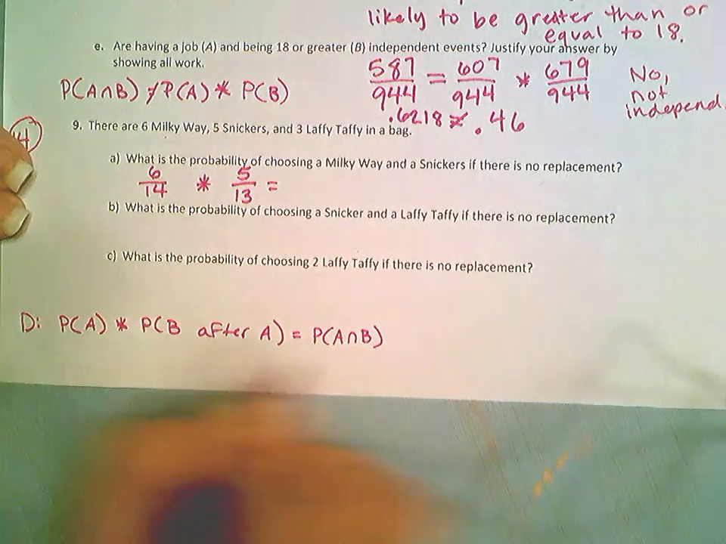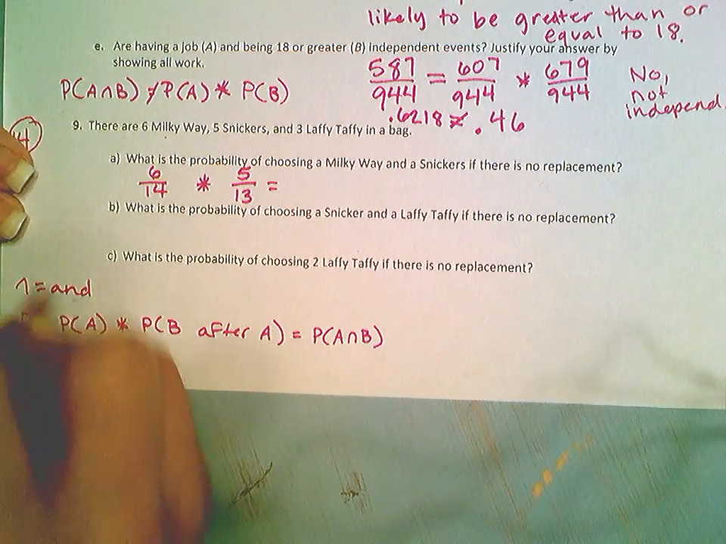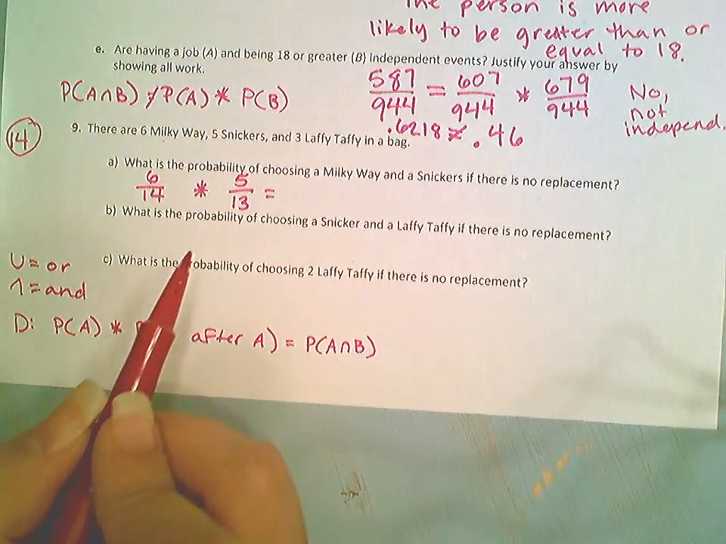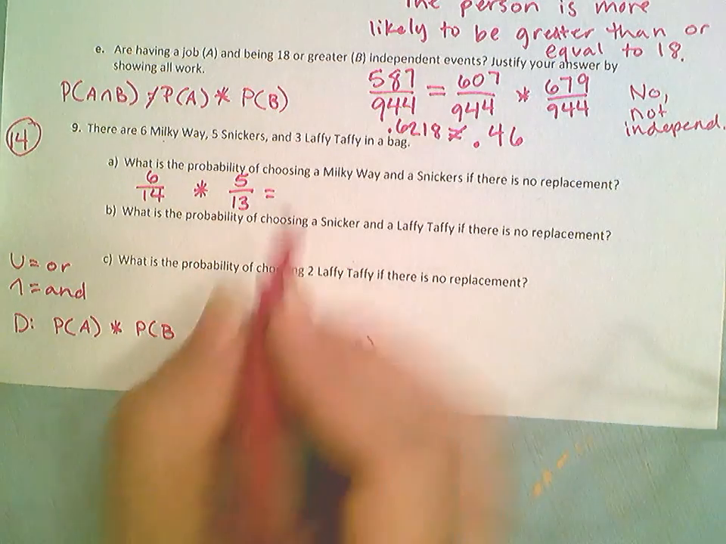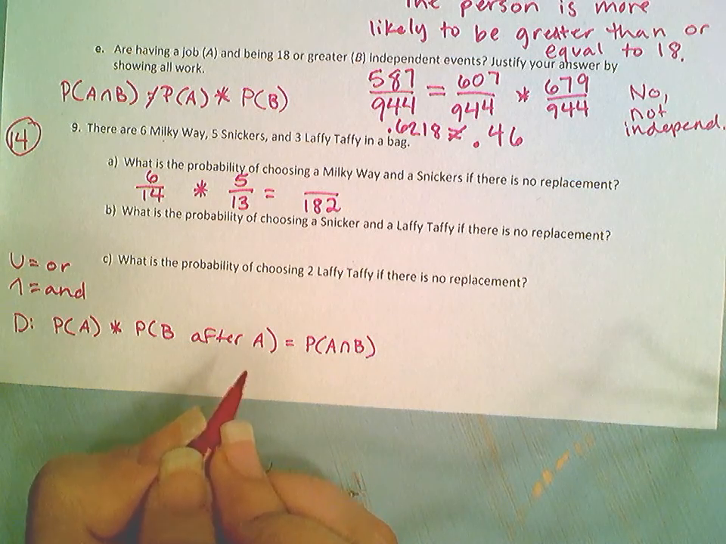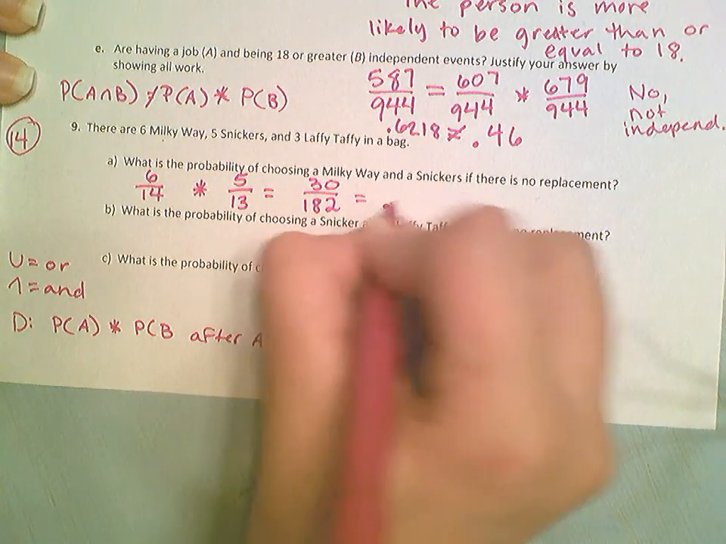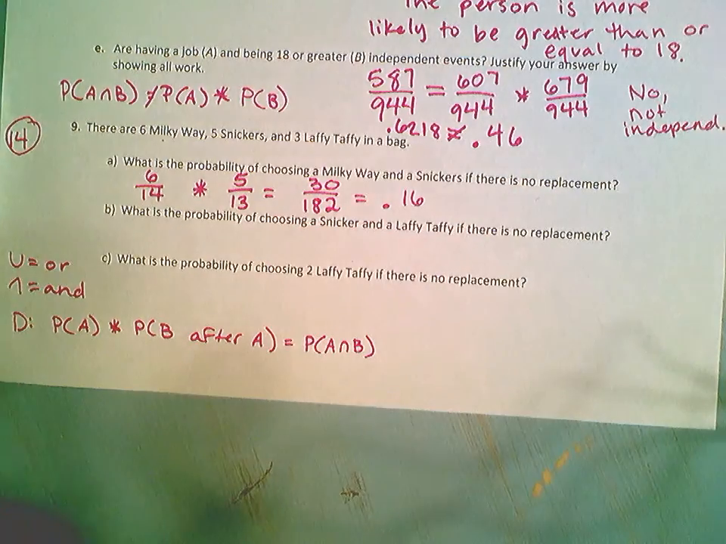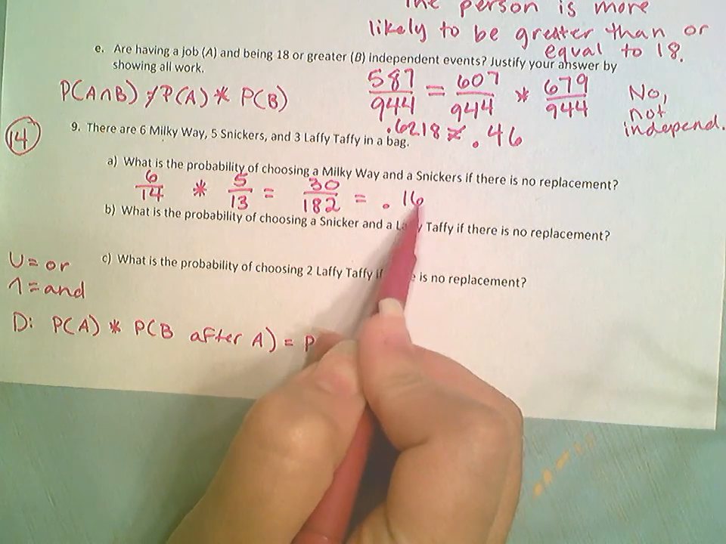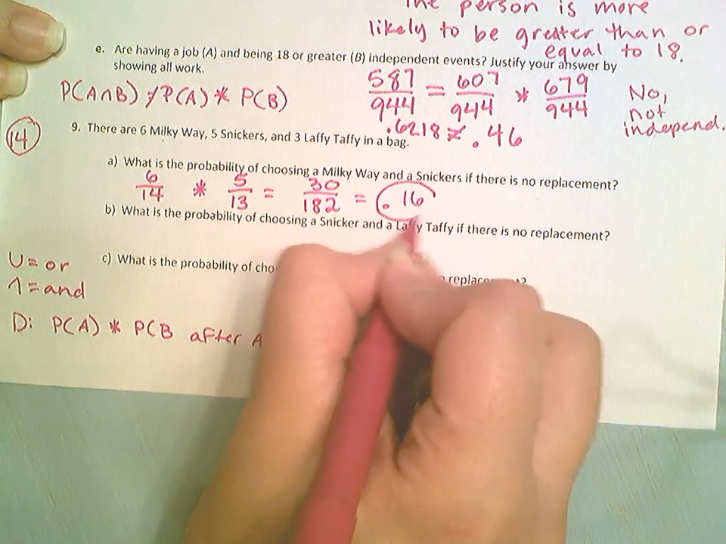and B. Remember, the intersection is and, the union is or. So then when I multiply this across, I get 30 over 182, which is going to give me 0.16. It's 0.1648, but the 4 that would be right here is not going to make this 6 jump up to a 7. So the probability is going to be 0.16.